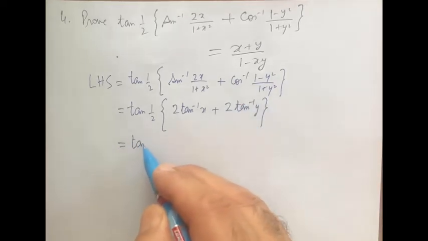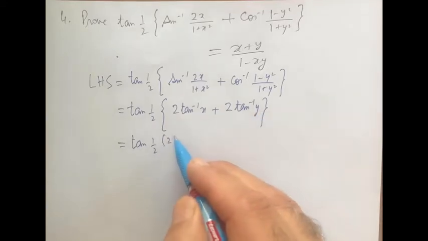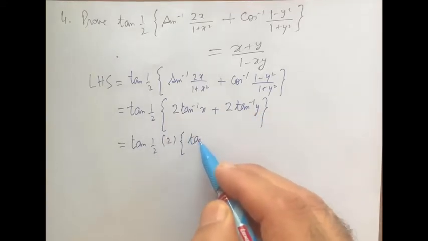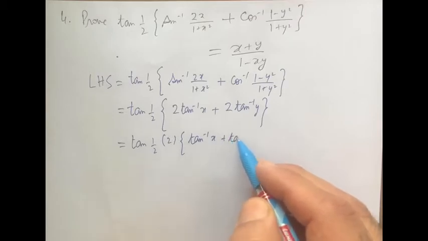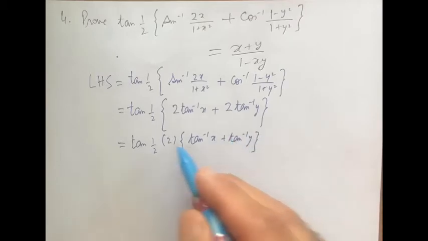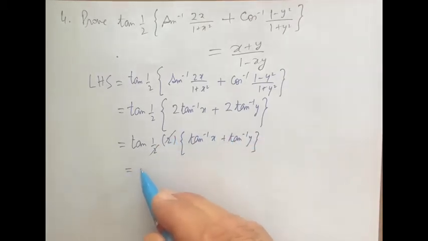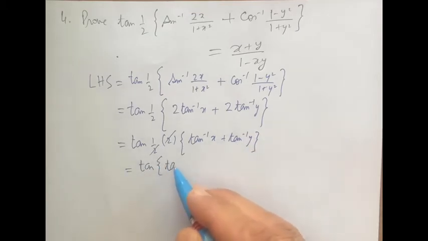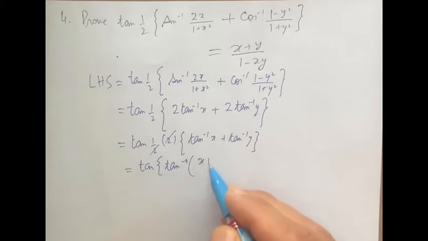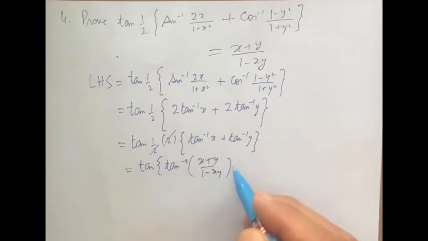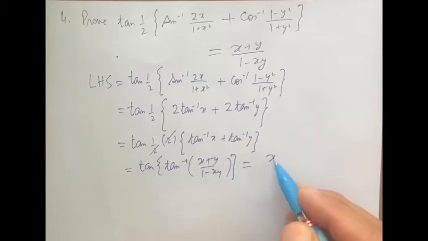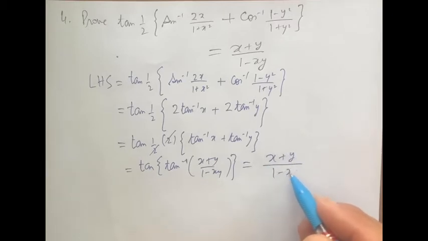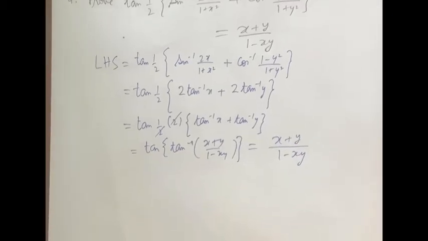This is tan 1 by 2. Taking 2 common, inside it's tan inverse of x plus tan inverse of y. Now 2 will cancel out with this. This is tan, and tan inverse of x plus tan inverse of y is tan inverse of x plus y upon 1 minus xy, which simplifies to x plus y upon 1 minus xy.